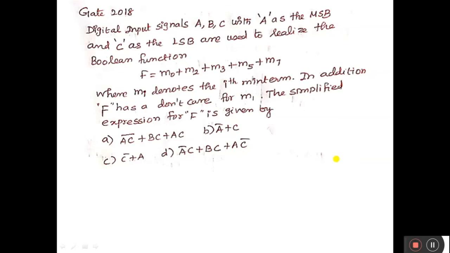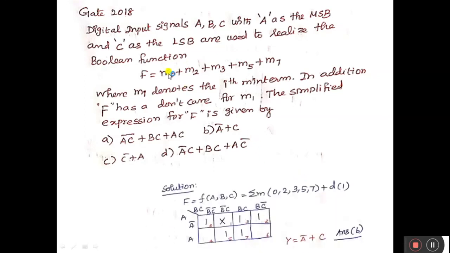The simplified expression for f is given by option A, AC bar plus BC plus AC, option B, A bar plus C, option C, C bar plus A, option D, A bar C plus BC plus AC bar. The question looks very big, but the answer is very simple. Let us see the solution.